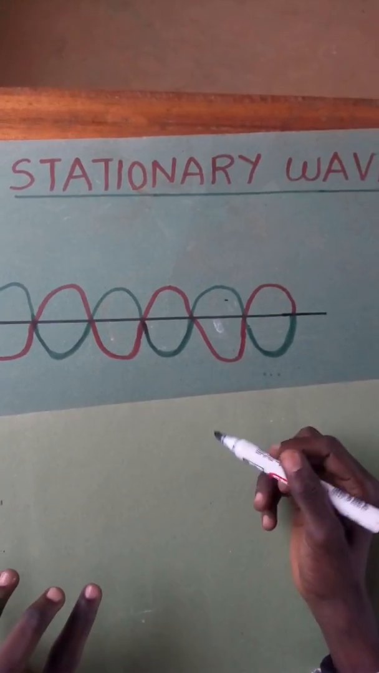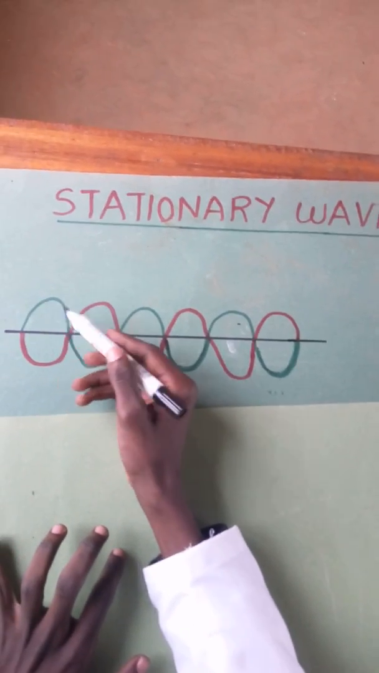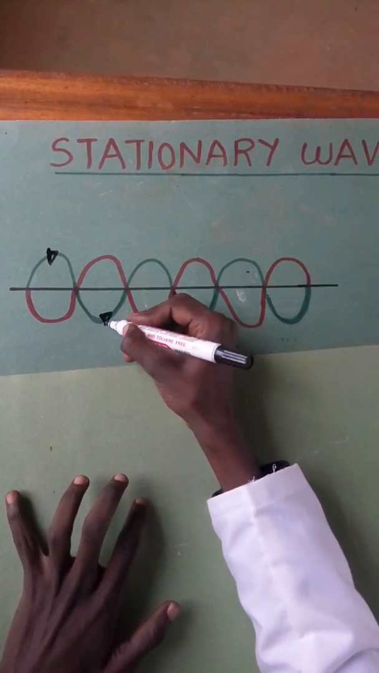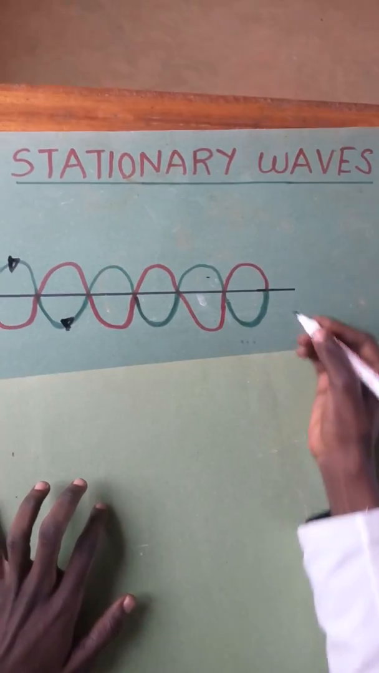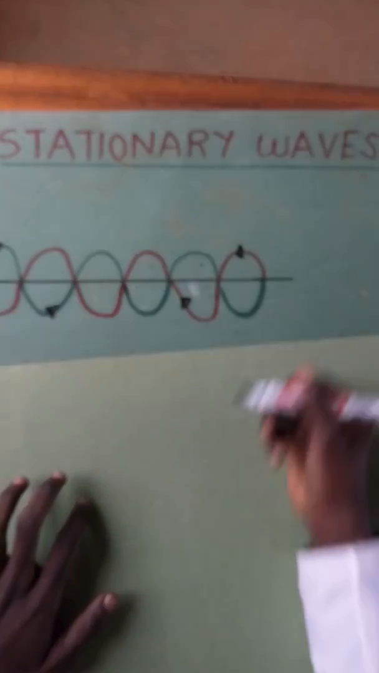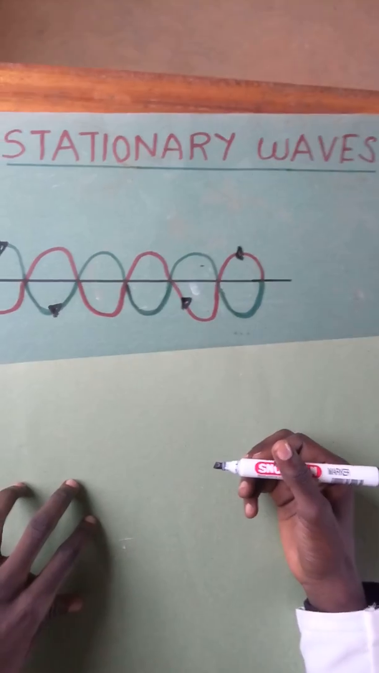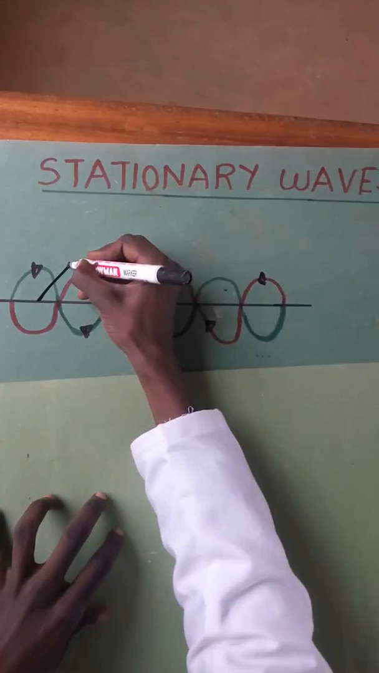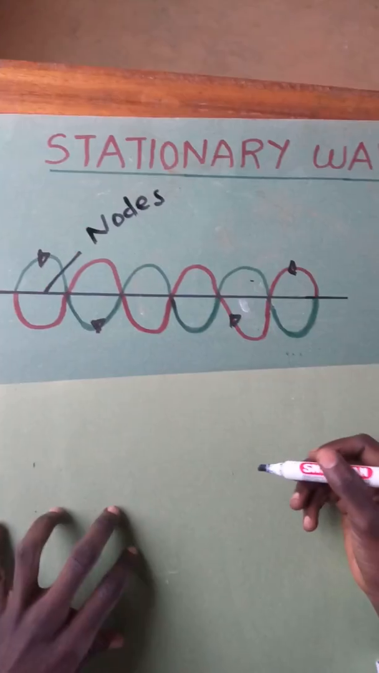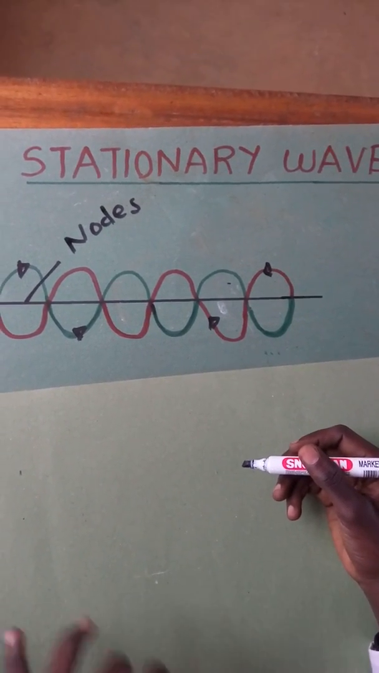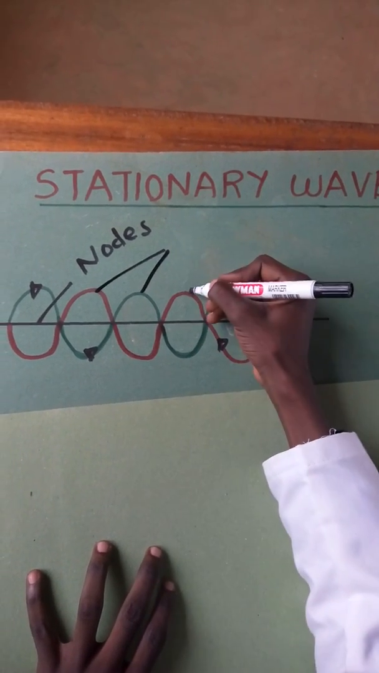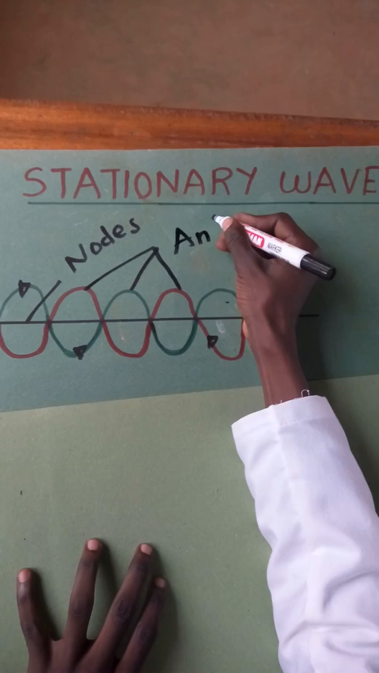Okay, dear students, for example, this is one wave which is traveling in this direction, and this is another wave which is traveling in this direction. So when they meet, they are going to form stationary waves. The points where the displacement is zero are known as nodes. But the points where displacement is maximum are known as antinodes. So these are antinodes.